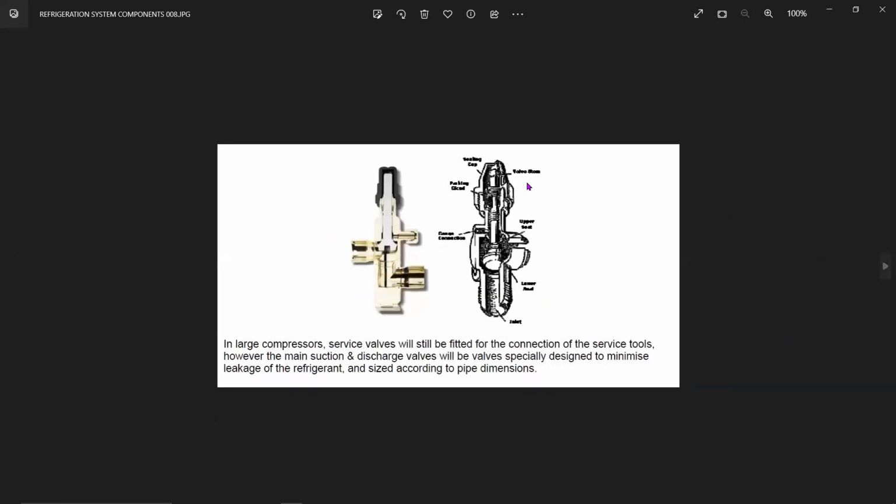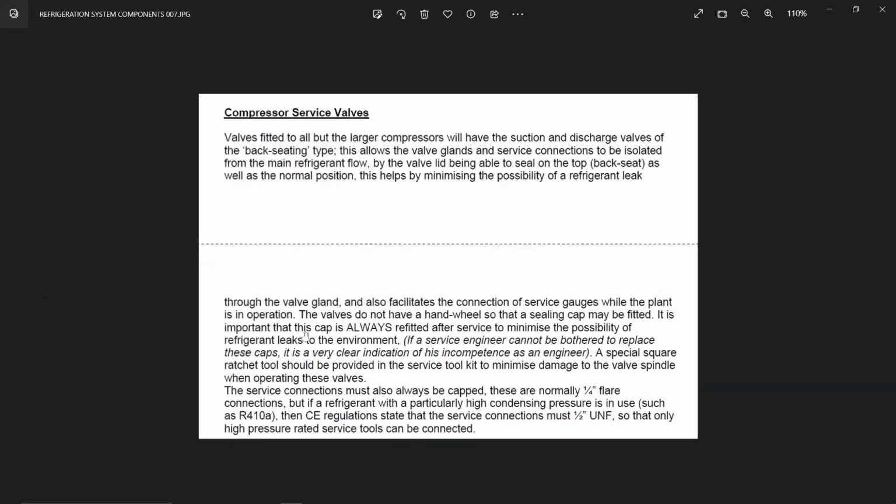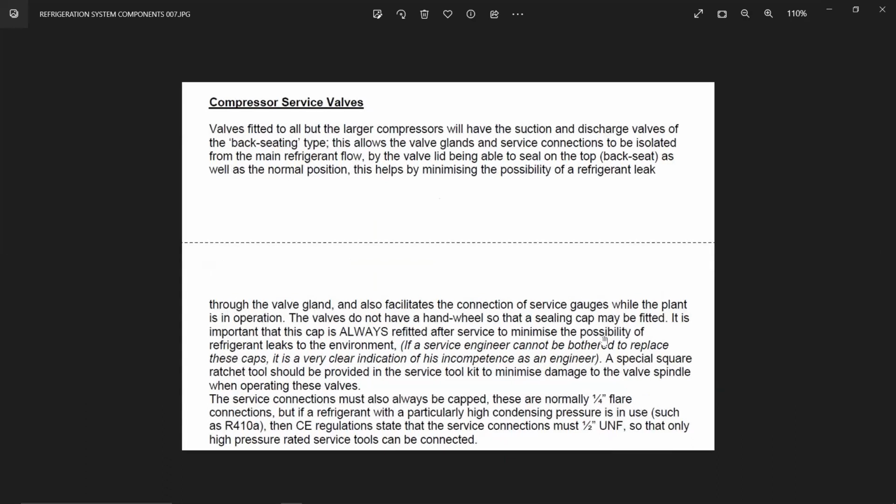Again, if the gland seal is leaking, the cap is always kept in position and it is usually tightened in position. So it is important that the cap is always refitted after service to minimize possibility of refrigerant leaks to the environment. If a service engineer cannot be bothered to replace the cap, it is a very clear indication of incompetence. If someone asks, just the cap, nothing happens by fitting it — so you have to understand that the cap is also a gas seal.